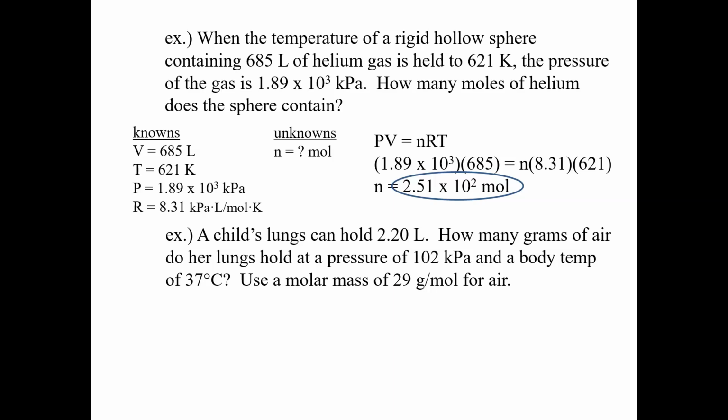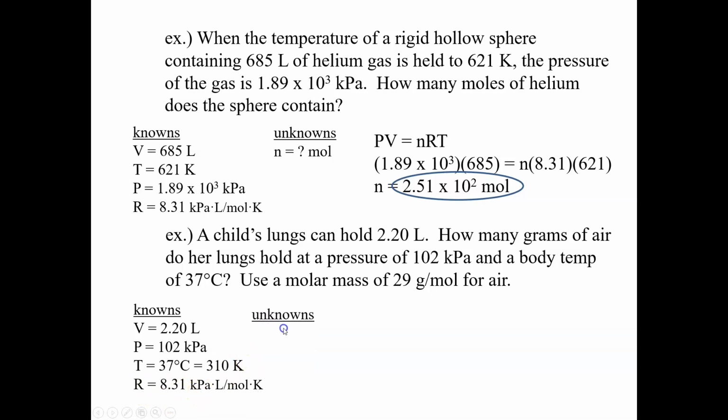All right, so you've paused, you've figured out your answer. Here's what it should look like. Here are our knowns, right? We know V, the volume. We know P, the pressure. We know T, the temperature, which we had to convert into Kelvin. We know what R is. We were looking for N, which is the number of moles, but then we were going to have to change that into grams at some point.